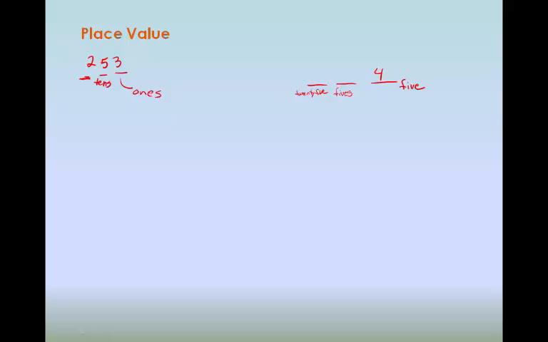But this 2 means 200. Well, 200 would be 2 groups of 10 squared, which would be hundreds. So in our base 10, the place values, we start with ones, and then we go to tens, and then we go to hundreds, and then we go to thousands, and so forth. But think about what that is.